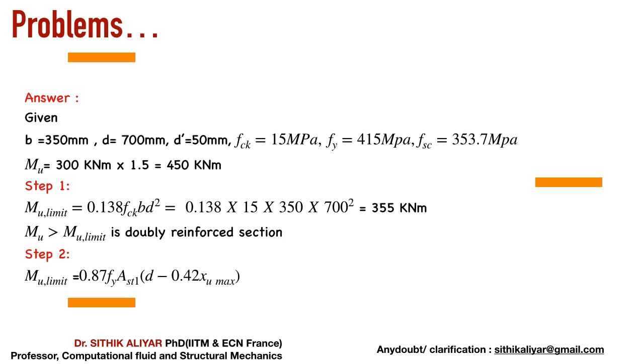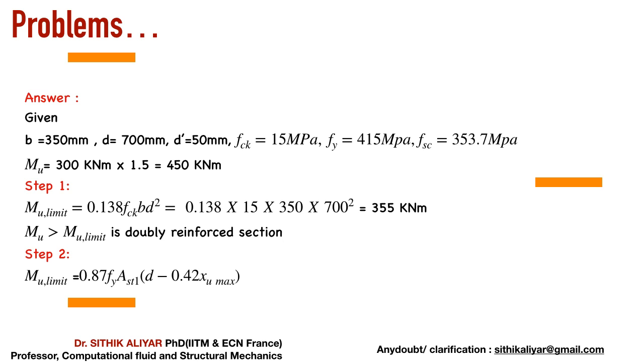This is the maximum moment the beam can take if it is a singly reinforced section. And what is the given service moment? It is 450. Correct. So 450 is more than 355. So you cannot design it as a singly reinforced section. You can go for a doubly reinforced section.